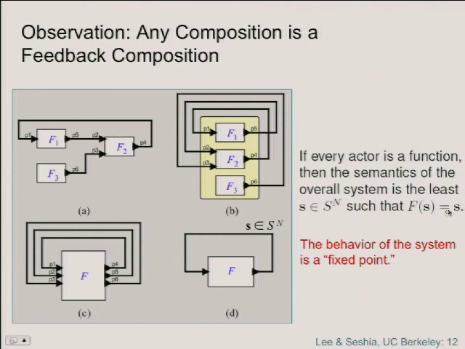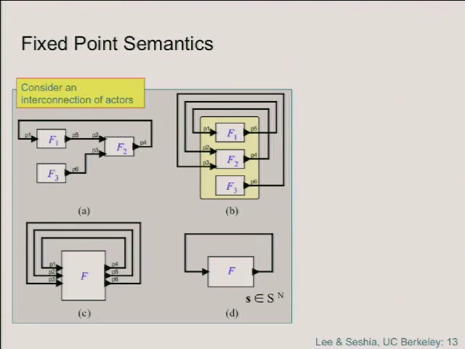Okay? Now, the interesting question is, well, is the fixed point unique? And does it exist? Right? If it's not unique, then maybe the system isn't determinate, or maybe it's otherwise flawed. Okay? If there's no fixed point, then it's kind of obviously flawed, right? Because that means the feedback composition doesn't actually have any meaning. Okay? So fixed point semantics says you consider an interconnection of actors, you reorganize them into a stack of actors, you abstract them into a single function, you abstract the signals to aggregate them, and you look for a fixed point.